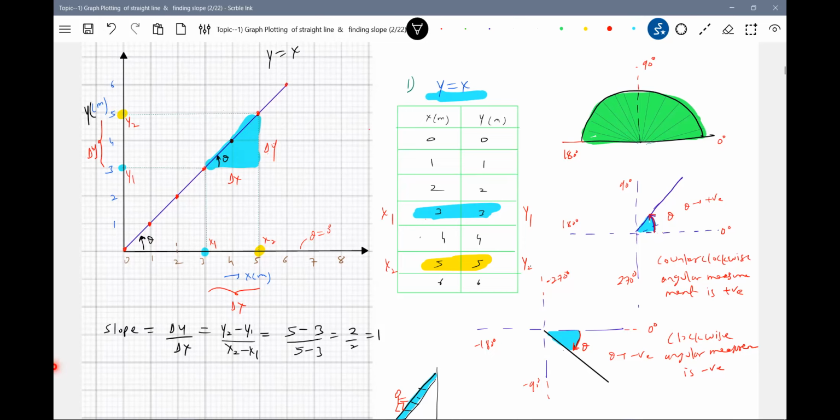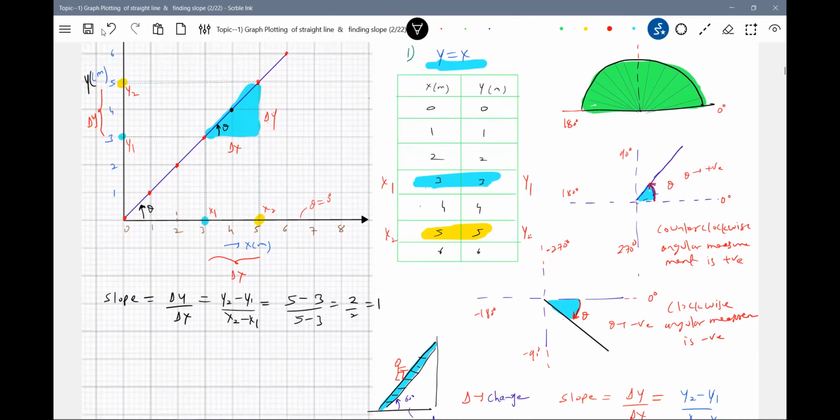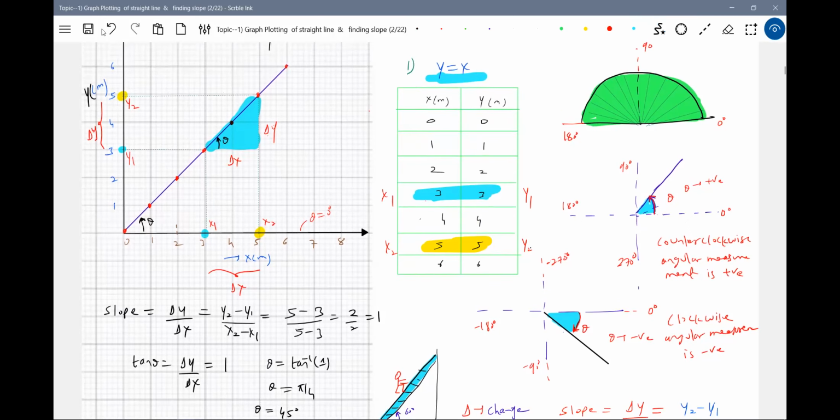And we have the other side. What is tan theta? Delta y by delta x, which is equal to 1. We define tan theta as delta y by delta x. So if tan theta equals 1, theta equals tan inverse of 1, which is pi by 4 in radians, or in degrees, 45 degrees. You take a calculator and measure it, it will read 45 degrees. The straight line will make 45 degrees.